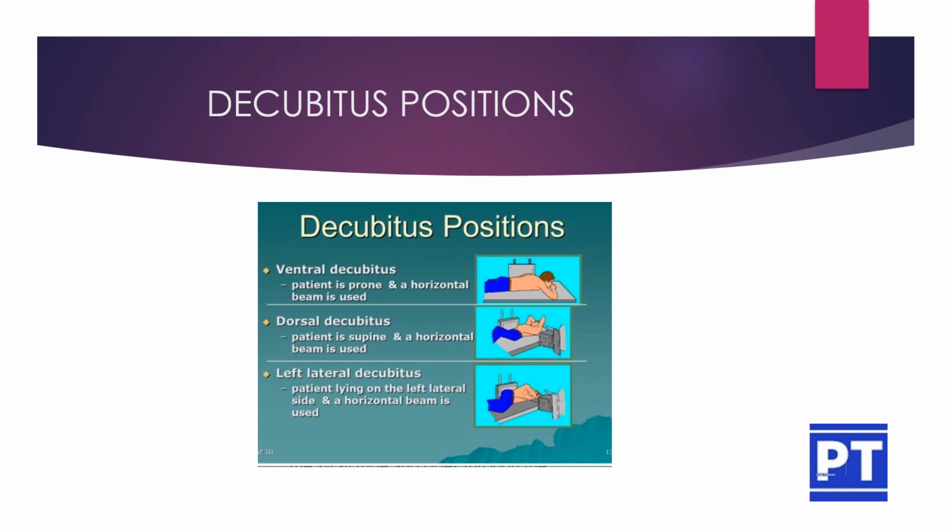And this is the left lateral decubitus. The patient is lying on the left lateral side. When the patient is turned to either side, then it is known as lateral position. If the patient is turned to the patient's left side, then it is known as left lateral. And when the patient is turned to the right side, then it is known as right lateral. And here we are using a horizontal beam for exposing the patient, and it is known as left lateral decubitus.